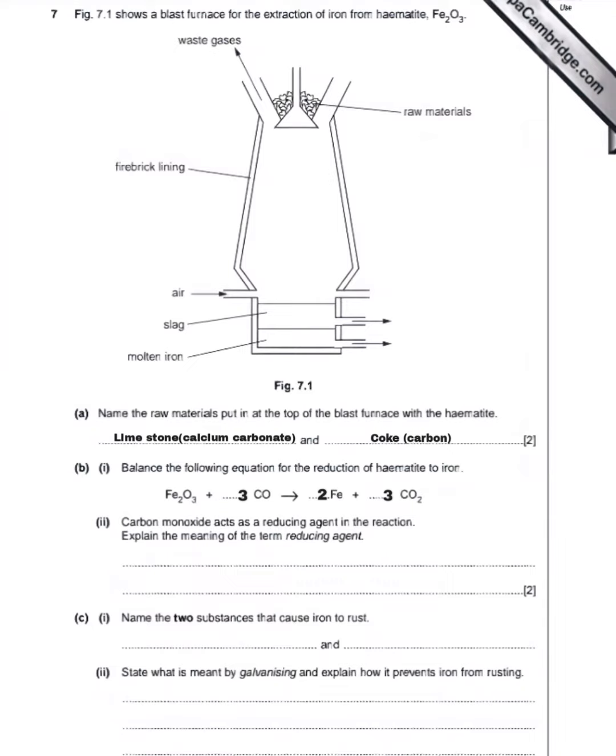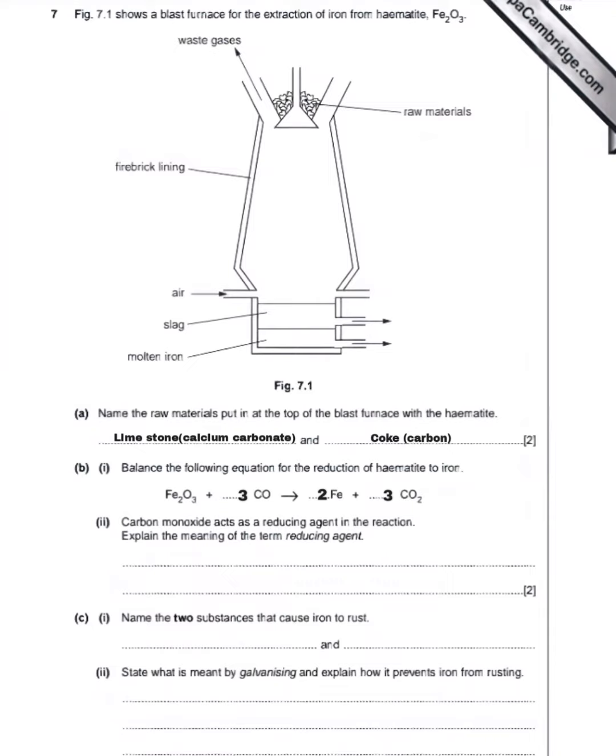Then as for Roman numeral number 2, it is saying carbon monoxide acts as a reducing agent in the reaction. Explain the meaning of the term reducing agent. Let me try to explain a little bit on this part. For you to define what a reducing agent is, you need to know the redox reaction. A redox reaction is just the reaction of reduction and oxidation.